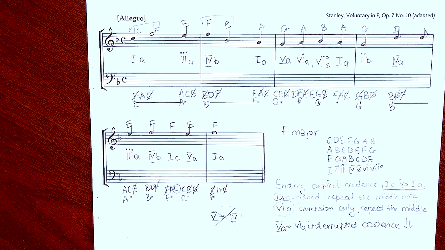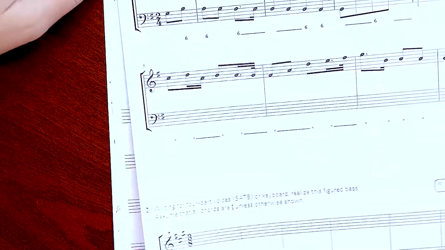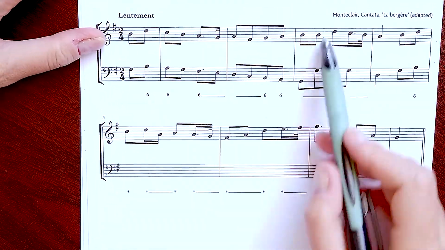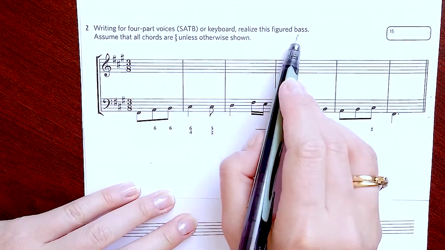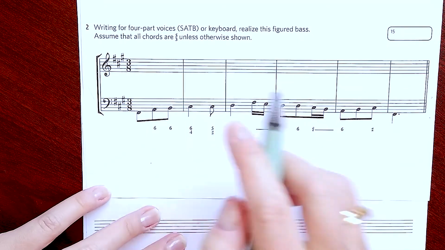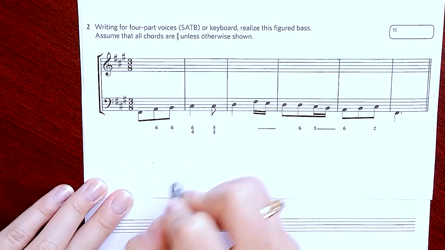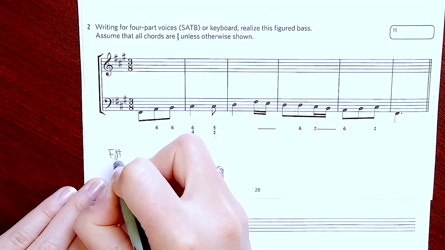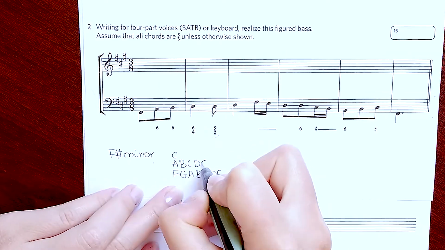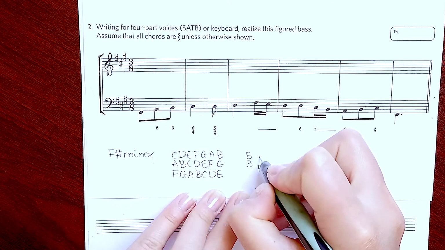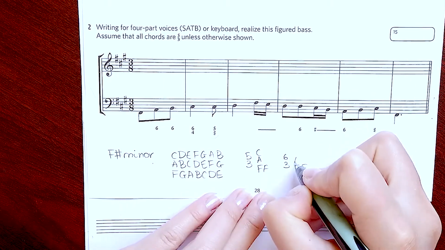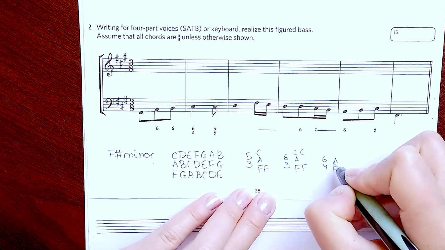Let's check the next task. This task we have to avoid, and the next task is to write four-part voices for the SATB. Again, we have to recognize the scale, so it's going to be 3 sharps, and the accidental we can find in the numbers. It tells us about the minor, so it's going to be F sharp minor, and remember that 5-3 repeats the bottom, 6-3 repeats the bottom of the top, 6-4 the top.